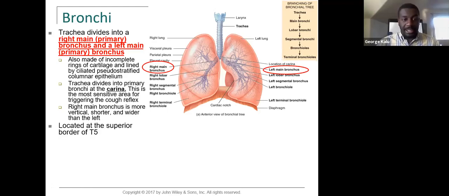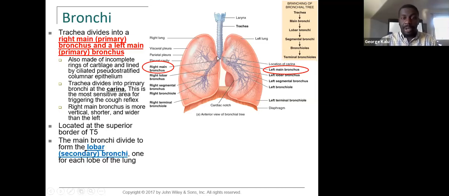Okay, so that's that. The bronchi are located at about the T5 level. Once we get to about the T5 level, the trachea is going to split into the bronchi. And when the right main bronchus splits, it's going to split into the secondary bronchi, also called the lobar bronchi. Each lobar bronchus will supply a specific lobe of the lung. Cool. Okay. Any questions on the bronchi so far? No. Okay.